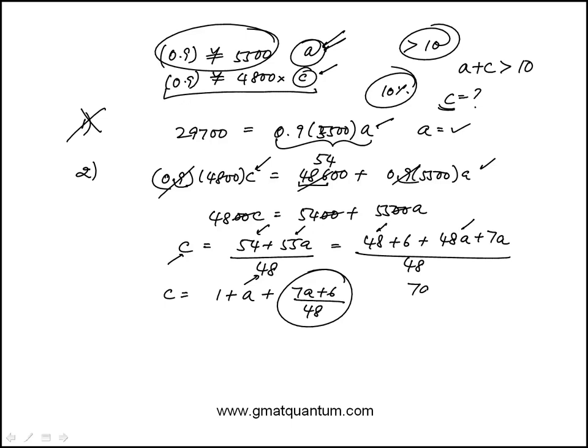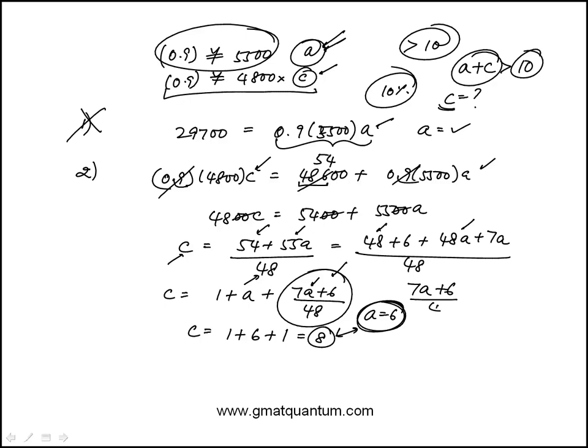Again, you can kind of guess here. So for example, if A is 6, I notice 7 times 6 is 42 plus 6 is 48. I do know that this is going to be an integer. So that would be 1. So I have one set of values. These do add up to greater than 10 because that's 14. Now how do we find the next possible value of A?